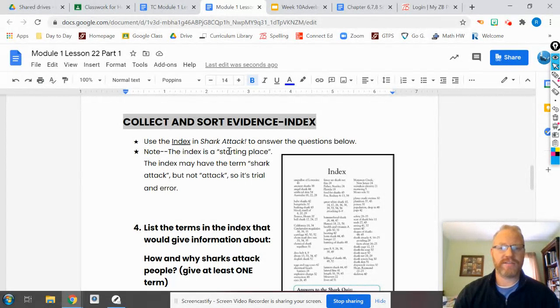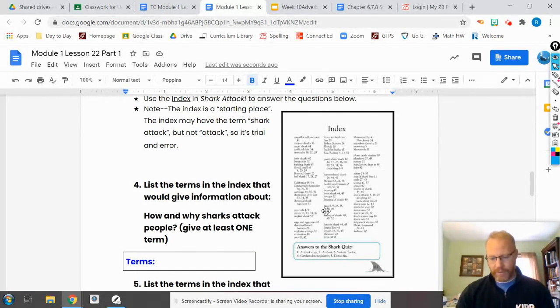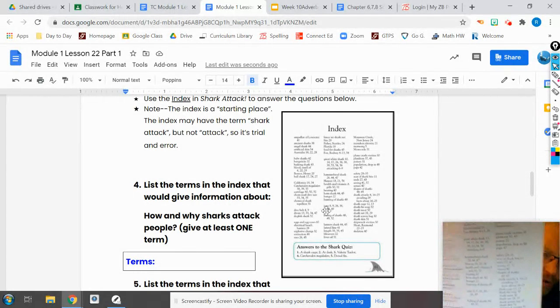The index is a starting place. The index may have the term shark attack, but not attack. So it's trial and error. What they mean by this is when you go into a book and you go to the index of the book, the index is giving you a place to look for specific words that then will tell you what page to find that word on. So when I go to the index page, I can actually look for terms or words that are going to help me find that topic in the book.